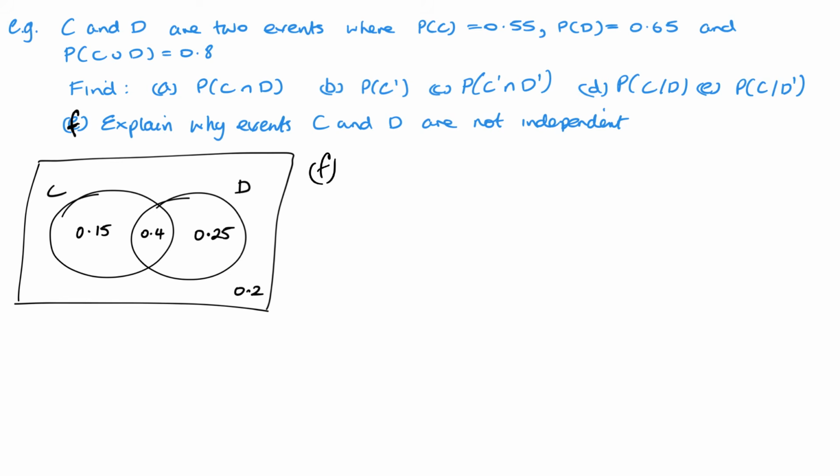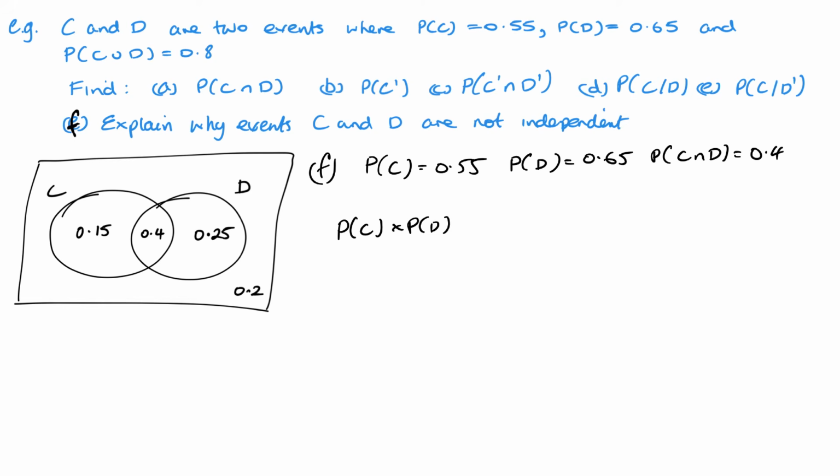In part F, why are events C and D not independent? Well, we know probability of C is 0.55. Probability of D is 0.65. And probability of C intersection D is 0.4. Probability of C times probability of D is 0.55 times 0.65, and that is 0.3575, which is clearly not the 0.4.